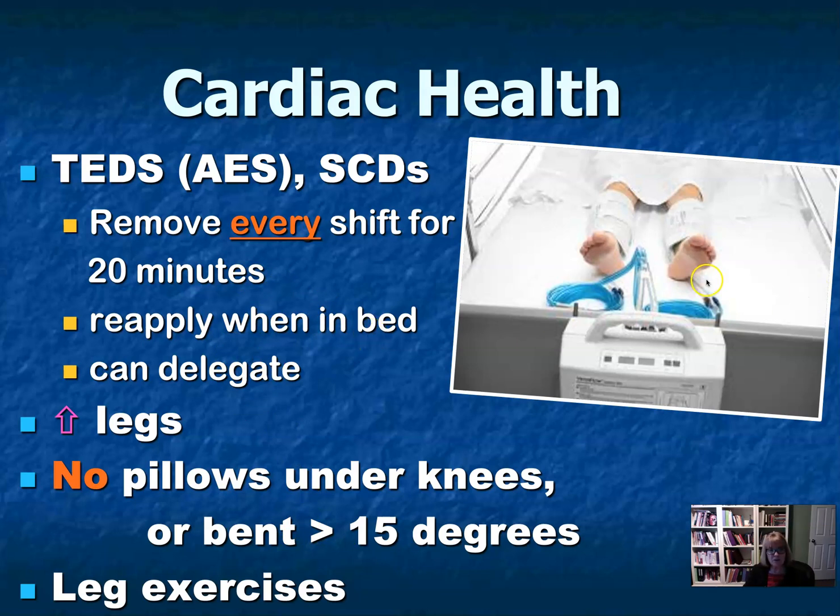So what we have a picture of here is sequential compression devices. They're wrapped snugly on the client, and then they're connected to a machine. The machine alternates filling those. It's like putting an air mattress kind of around your leg. It fills up with air, rotates back and forth, and the pressure that's in those is preset to be about 40 millimeters mercury pressure.